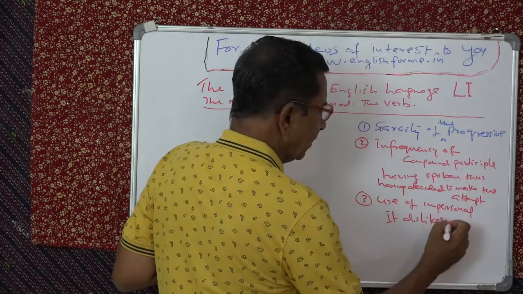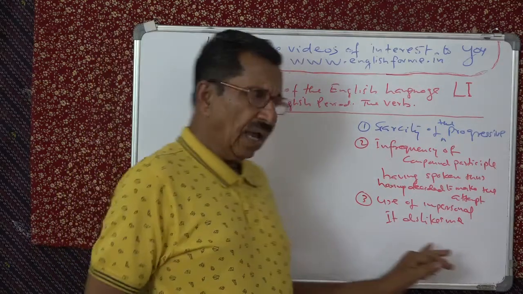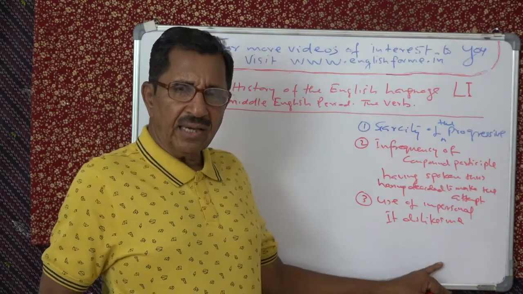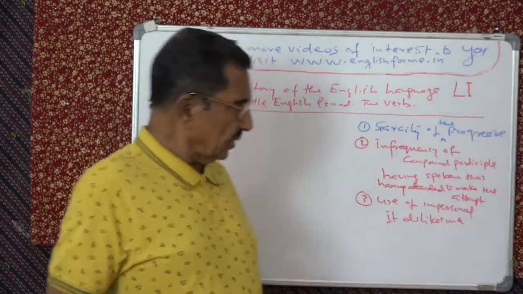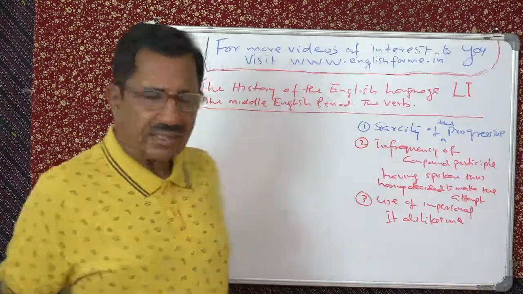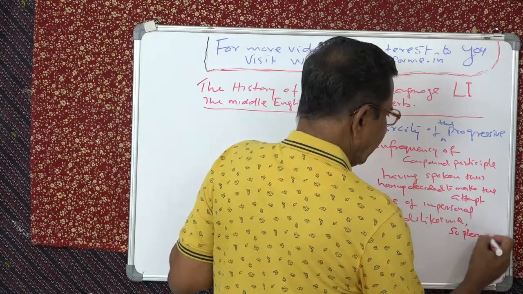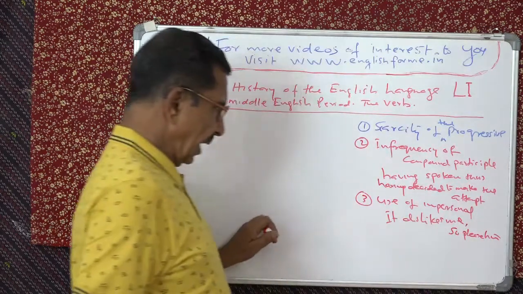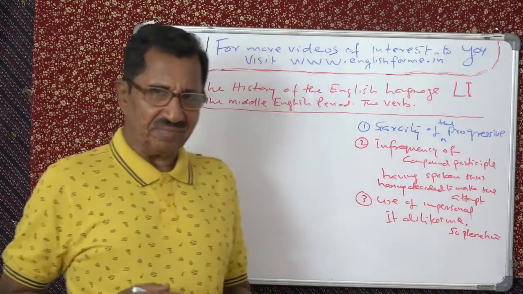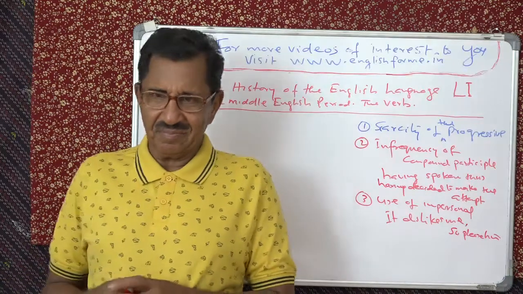It dislikes me. Personal use of this will be, and the whole thing here is it dislikes me too. We can say, it dislikes me, so please him. So today we will say, I dislike to please him. So that is personal use. It dislikes me, so please him.